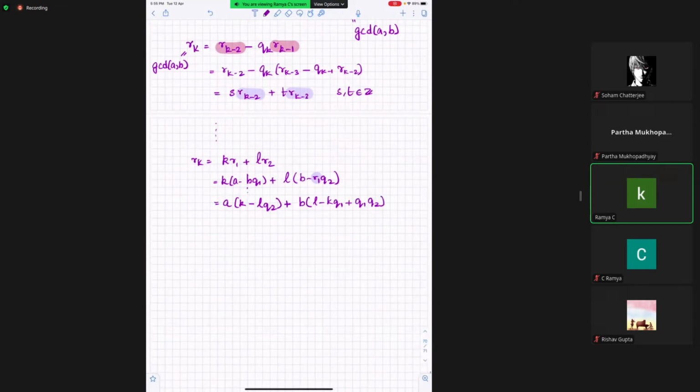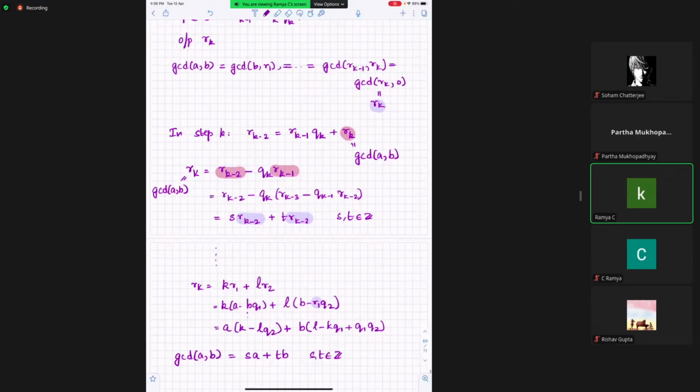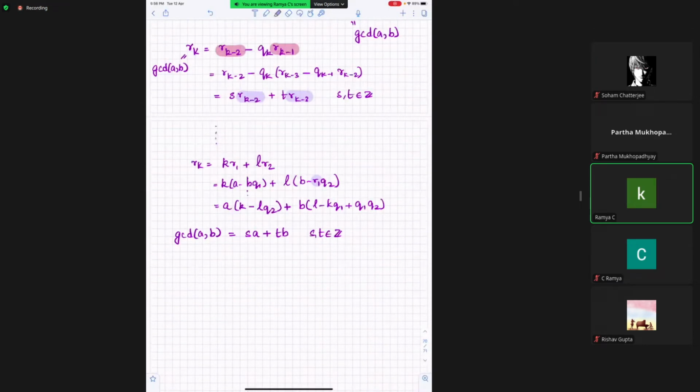So this tells me that the GCD of A and B can be expressed as a linear combination of A and B. GCD is r_k. And this s and t here, these are called coefficients. And this identity, that the GCD of A and B can be expressed as an integer linear combination of A and B, is called Bezout's identity.